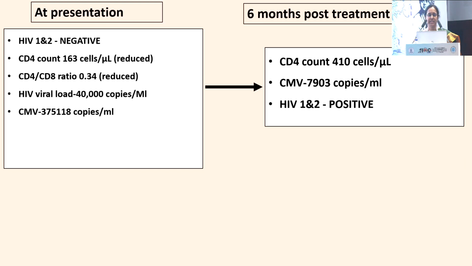So at presentation, HIV 1 and 2 were negative, his CD4 count was reduced, viral load was significant, and CMV copies were also significant. 6 months post-treatment with ART and antiviral, his CD4 count improved to 410 cells per microliter, and on repeat ELISA, HIV 1 and 2 came positive.